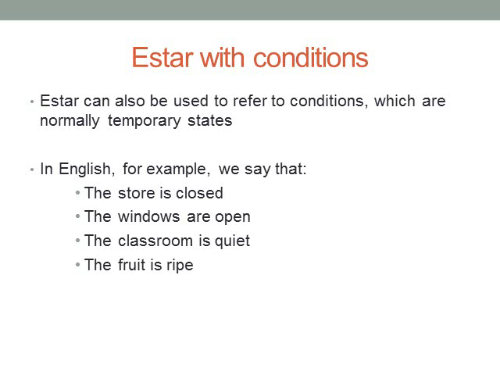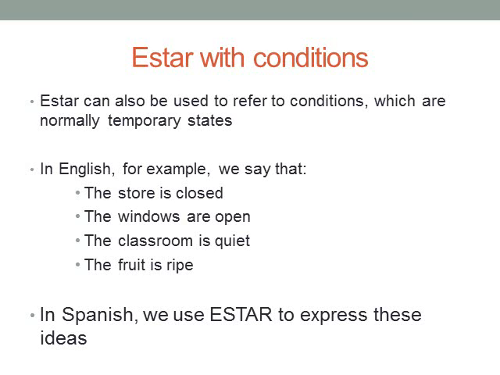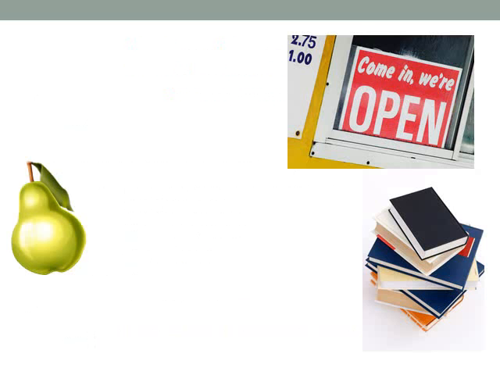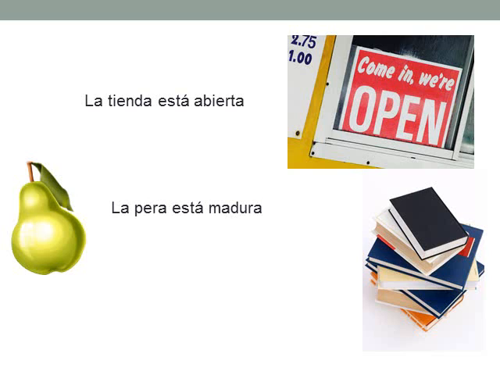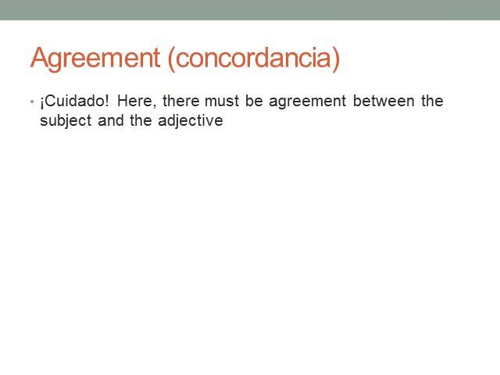Now, in Spanish, or the fruit is ripe as well, in Spanish we use estar to express these ideas, not ser. For example, la tienda está abierta. The store is open. La pera está madura. The pear is ripe. Los libros están cerrados. The books are closed.